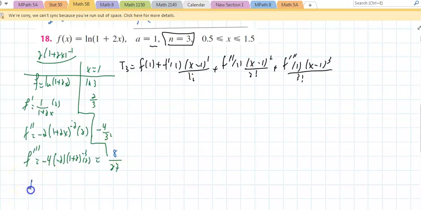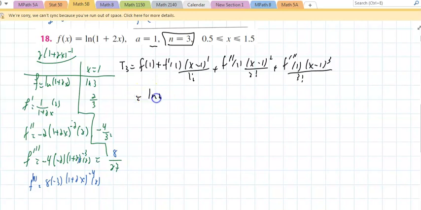The fourth derivative is going to be, so this was positive 8, so that's going to be 8 times negative 3 times (1 plus 2x) to the negative 4 times 2, right? And let me get this out of the way.